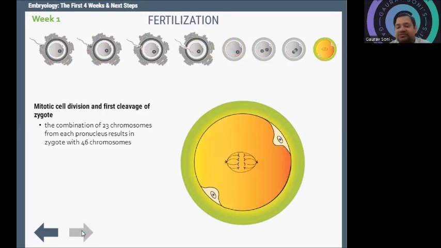Cleavage is the division of cells where only the number is going to increase. The combination of 23 chromosomes from each pronucleus results in the zygote with 46 chromosomes. So this is the complete process of fertilization. So you can see there are different stages. In some books it's given there are 6 stages, in some 7.